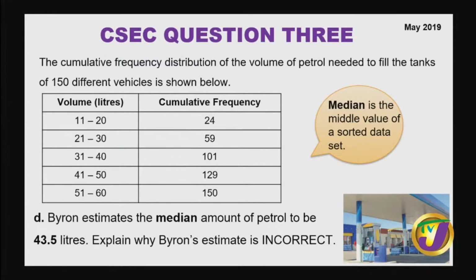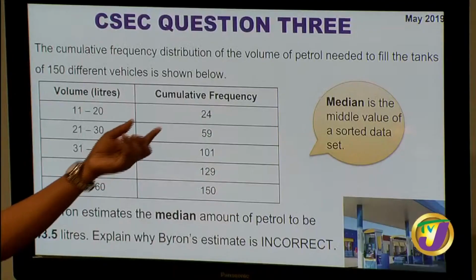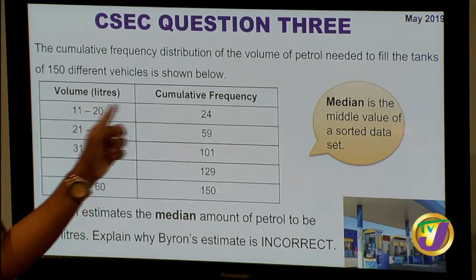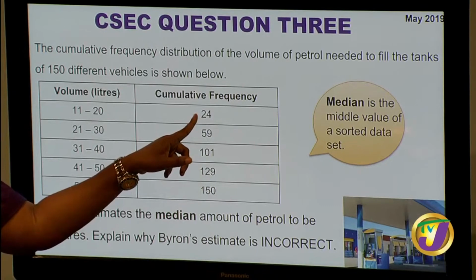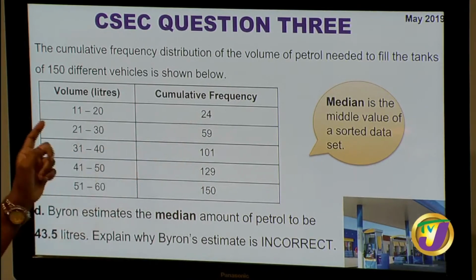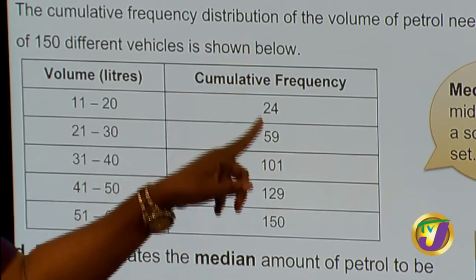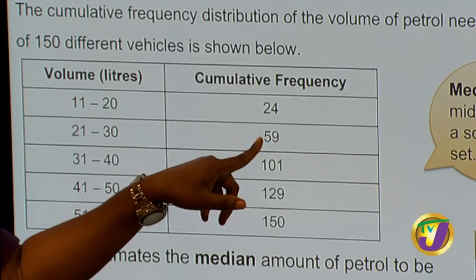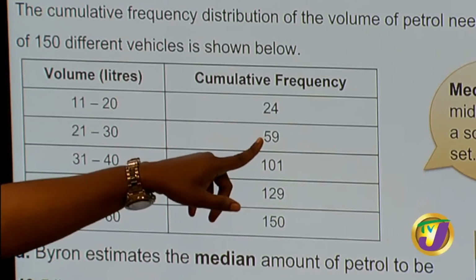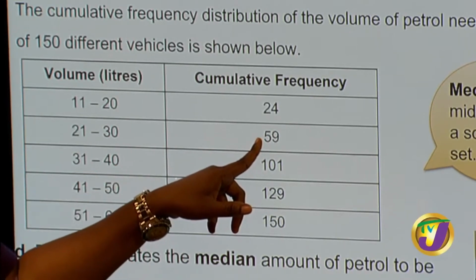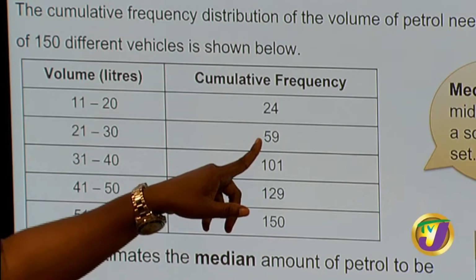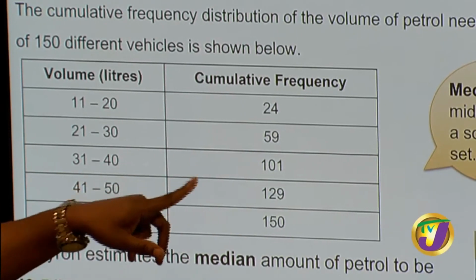Right. Now, there's something interesting about cumulative frequency, because it actually helps us with positions. When I look at this 24, I know that this class interval ended with the 24th vehicle. And when I look at the second class interval, that 59, because it's cumulative, it ends with the 59th vehicle. Have we reached the middle yet? No, because we're looking for 75, halfway, 0.5, between.